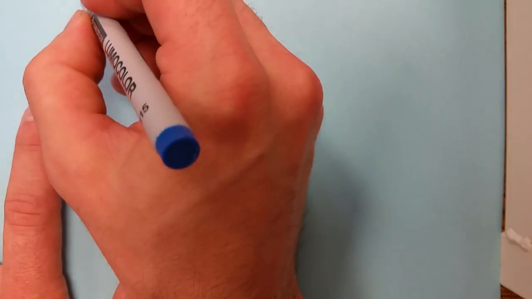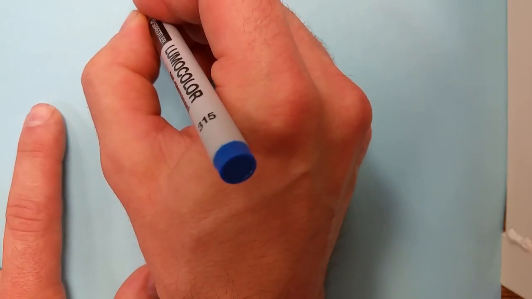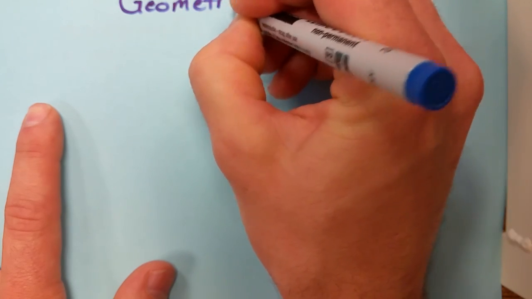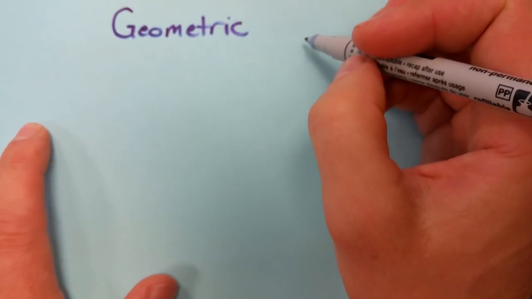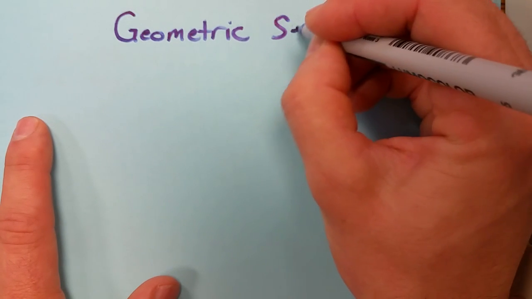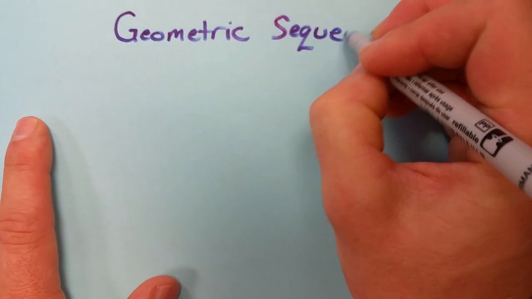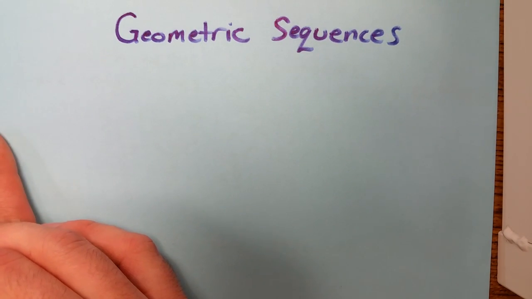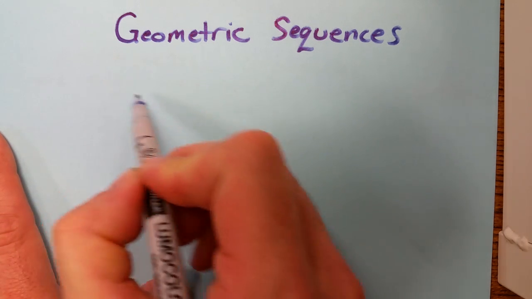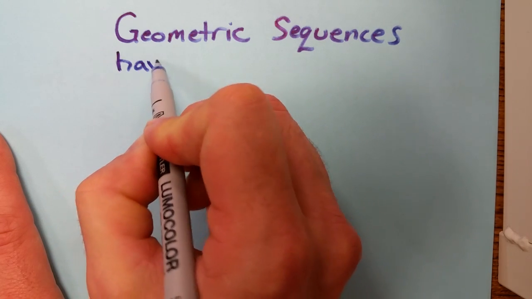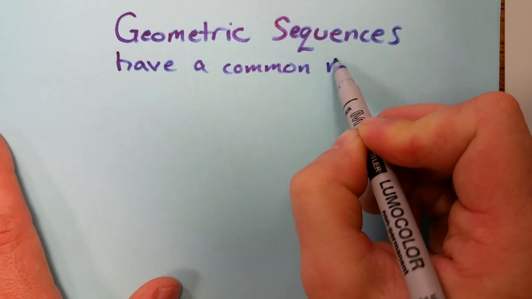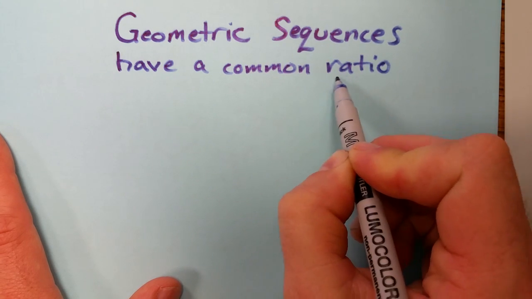We also look at geometric sequences in this class. Geometric sequences are a list of numbers as well, but instead of having a common difference, they have a common ratio. And remember that ratios compare things.